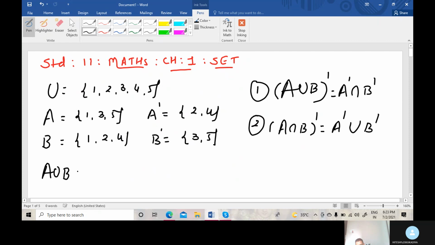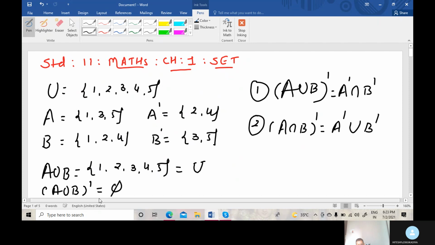First we take A union B. What about the elements of A union B? 1, 2, 3, 4, 5. It is called the universal set. Now the complement of A union B: cancel all the elements, answer is the null set, right? Okay, so (A union B) whole dash is the LHS.